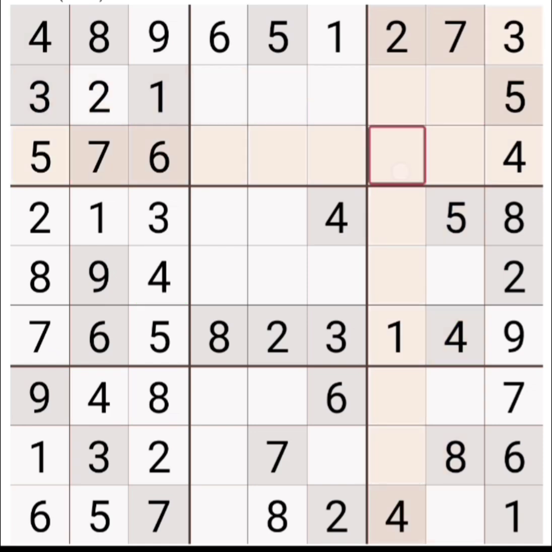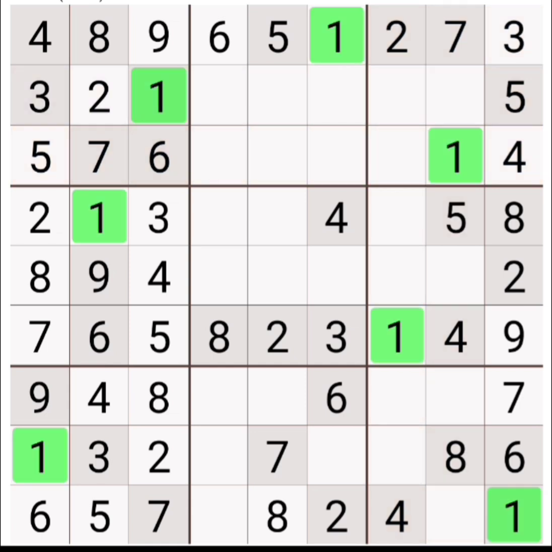Now let us complete this box. In this box, 2, 7, 3, 5, 4 are there. 1, 6, 8, 9 are missing. So 1 we cannot fill in these three cells because 1 is in the same column and in the same row. So 1 will fill here.